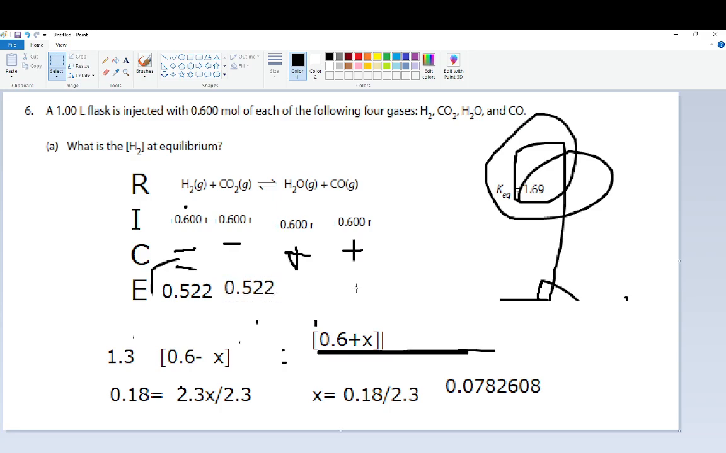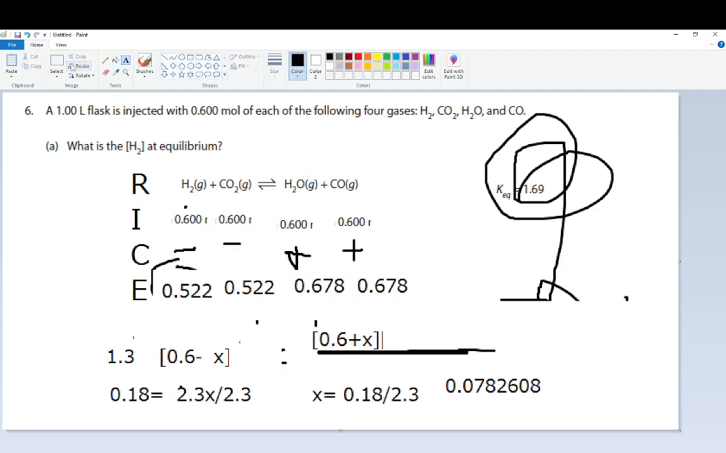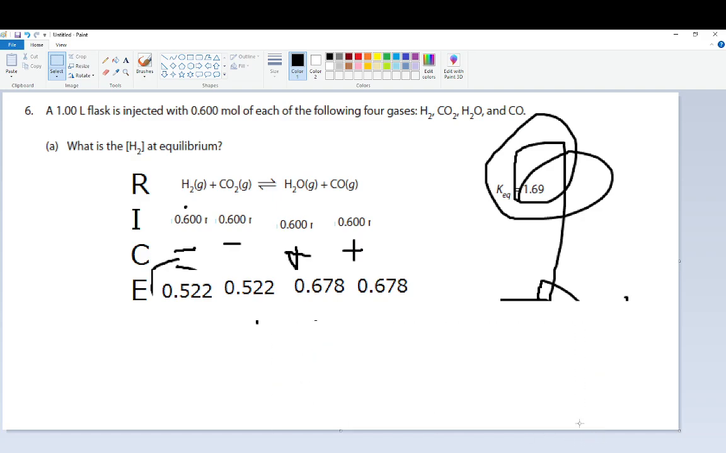And the other ones are 0.6 plus that, which is a little easier, 0.678. And those are the concentrations. And if you want to make sure you got the right concentrations, you do the KEQ formula: it's the concentrations of the products divided by the concentrations of the reactants, and you should come out as 1.69.